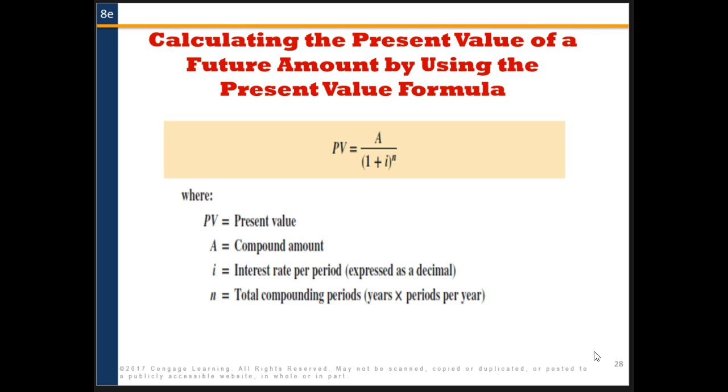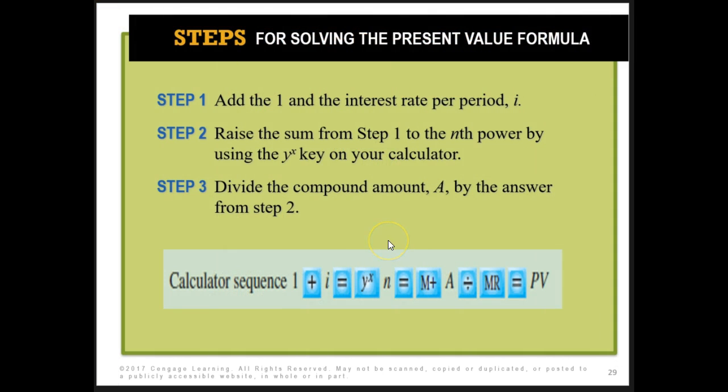So how do you calculate the present value using the present value formula? We're using present value equals the compound amount divided by the quantity of 1 plus the interest rate per period raised to the total compounding periods. So this is our calculator sequence for your reference.